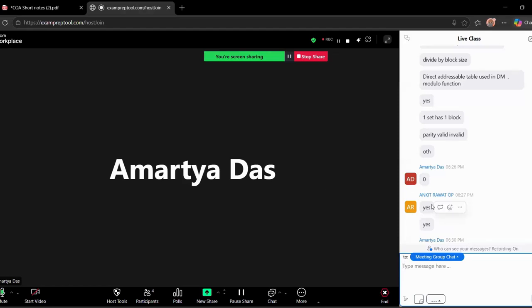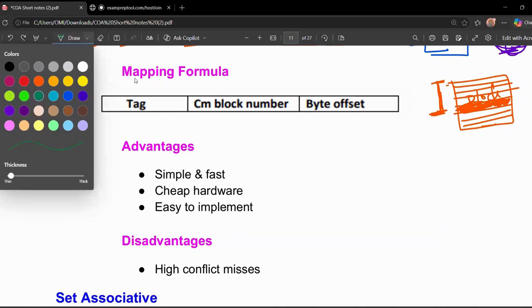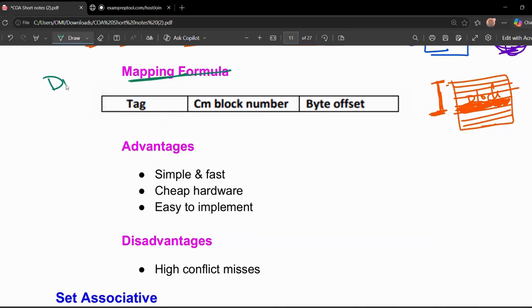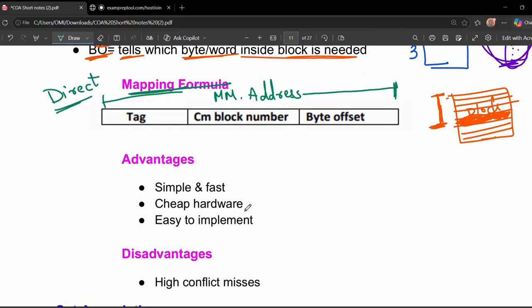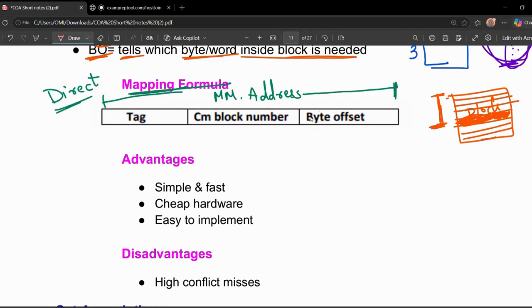Okay, so now we will see the mapping formula in the case of direct mapping. Here, this is the main memory address. Now, what we did is break the main memory address into different parts. First, we divide the main memory address by the byte offset.